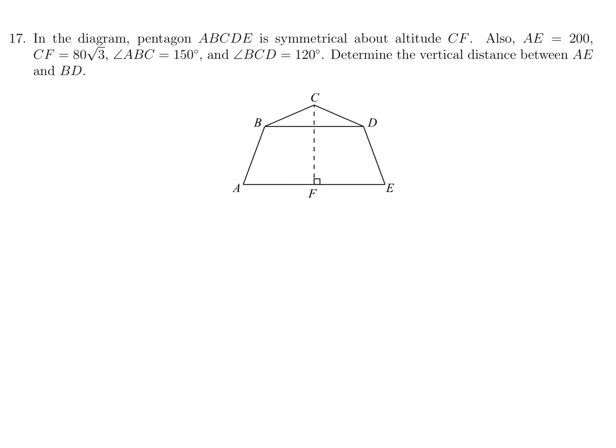In the diagram, pentagon ABCDE is symmetrical about altitude CF. Also, AE is 200, CF is 80 root 3, and ABC is 150, and BCD is 120. Determine the vertical distance between AE and BD. Okay. So I'm assuming that is just from here to here. And I'll just call that H. H sounds pretty good to me.